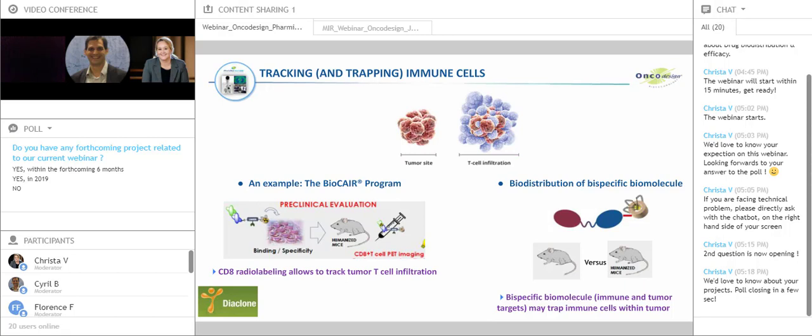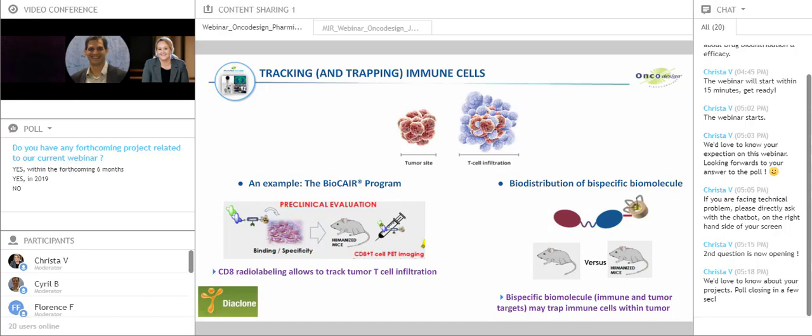Actually, we are developing a program in Biomarker to radiolabel CD8 to track tumor T-cell infiltration. There are other targets that we are working on. This work is ongoing and should be complete by the end of the year.